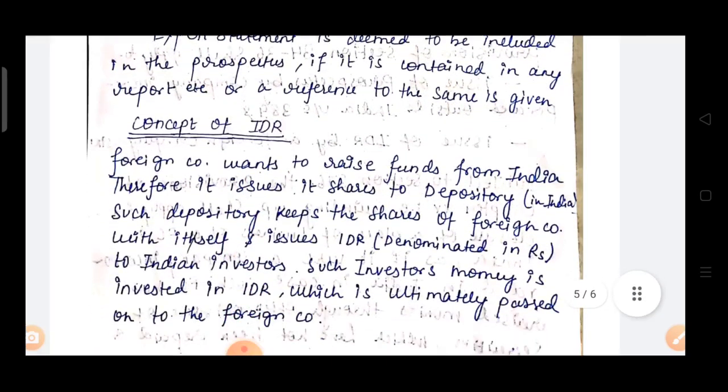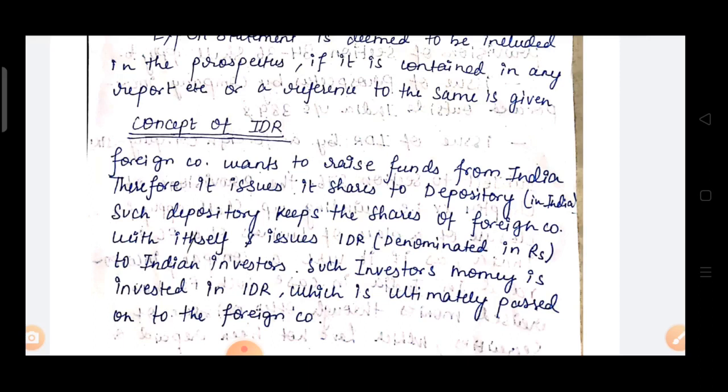Now, the concept of IDR, Indian Depository Receipts. A foreign company wants to raise funds from India, therefore it issues its shares to an Indian depository. Such depository keeps the shares of the foreign company with itself and issues IDRs, denominated in rupees, to Indian investors.